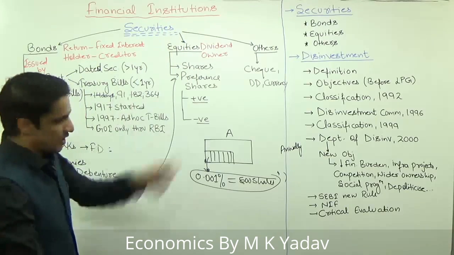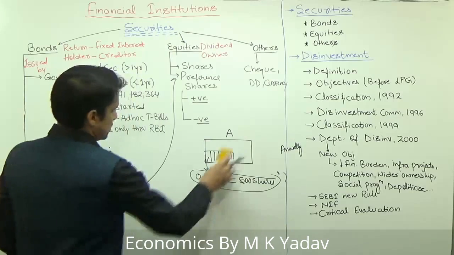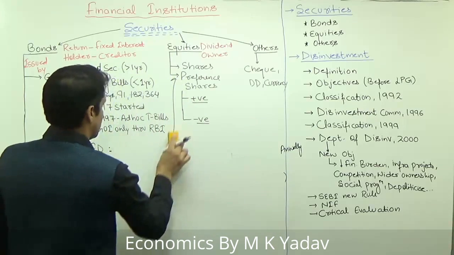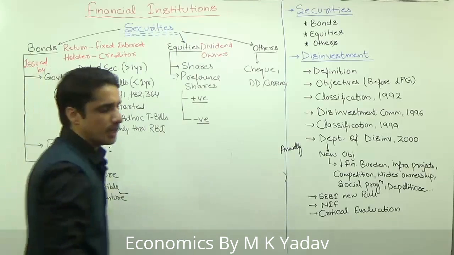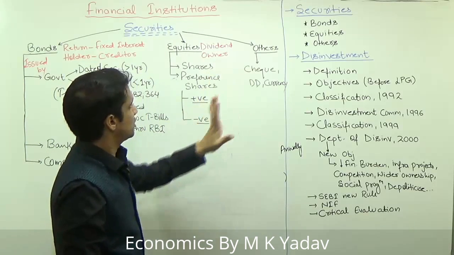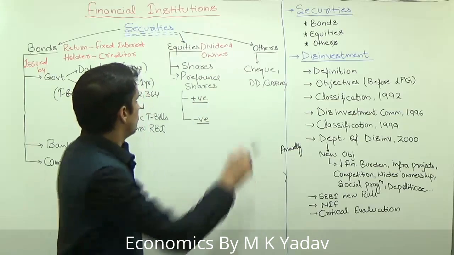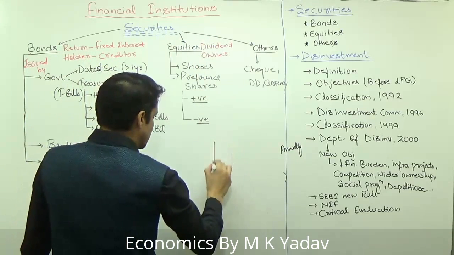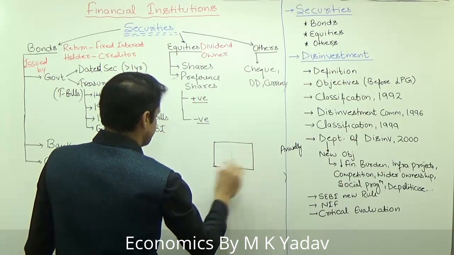Then we have what is preference shares. So preference shares is not a very common concept in India because it is not much allowed in India. Preference shares, so if you are a shareholder, it means you have some ownership. What you get in return is known as dividend. Dividend means it is a certain percentage of the profit.